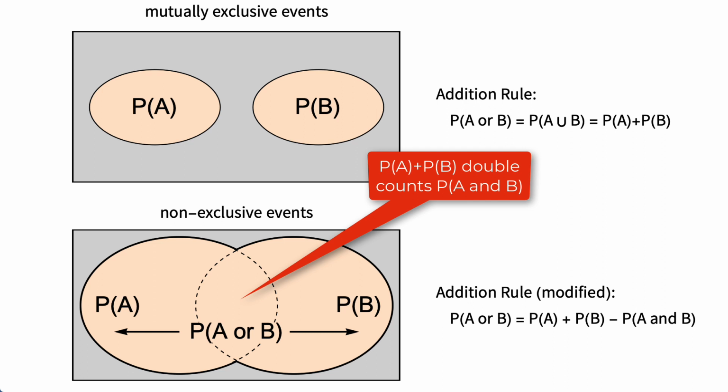So to correct for that double counting, the modified addition rule for events that are not mutually exclusive is that the probability of A or B is the sum of the separate probabilities minus the probability of A and B.